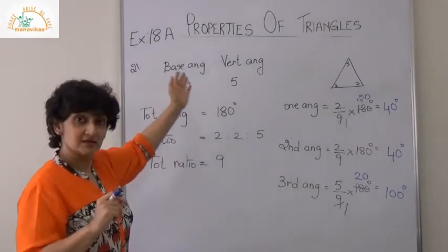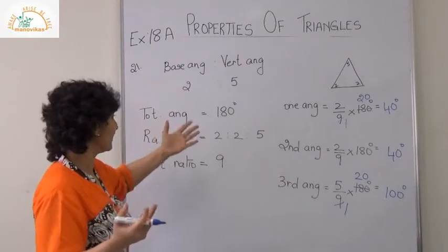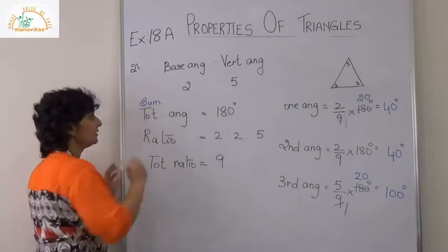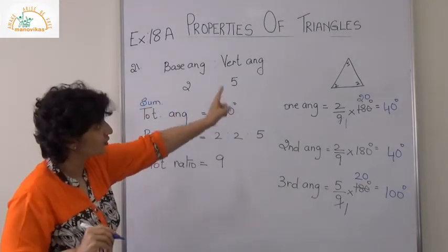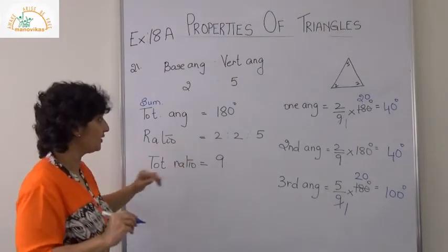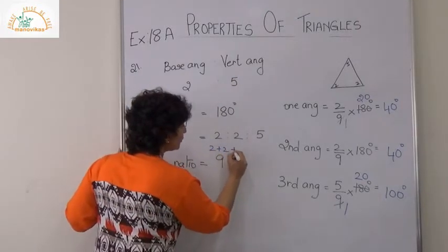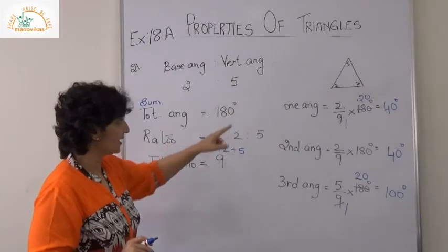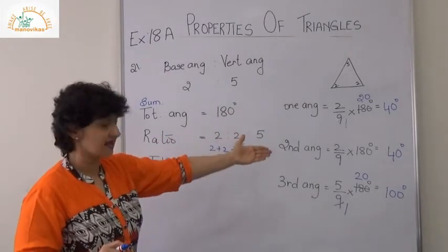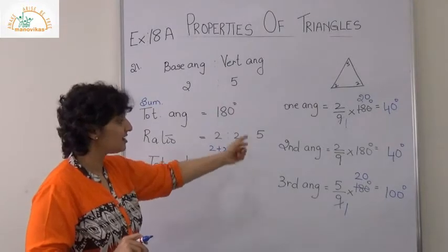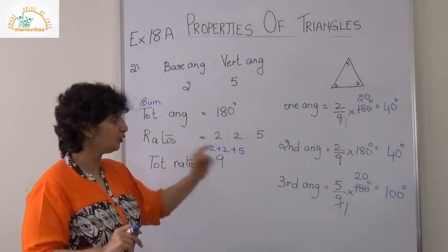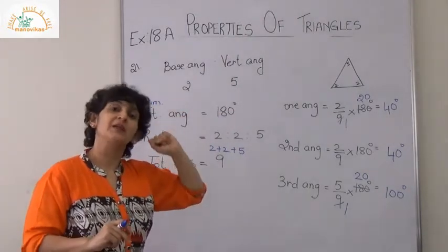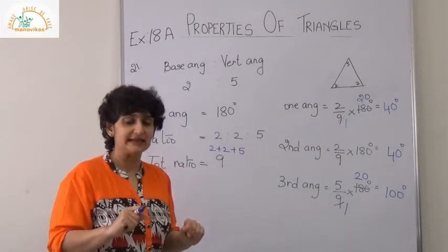Have you all understood, children? The same way how you do your word problems in ratios. Total angle, the sum of the total. This is your sum of the angles of a triangle. This is the total, 180 degrees. Your ratio will be 2 is to 2 is to 5. So total ratio when you add 2 plus 2 plus 5 gives you 9. Then you know how to find your angles. So 2 upon 9 into 180 gives you 40. Again it's the same thing. So that's 40 and your third angle will be 5 upon 9 into 180 which is equal to 100 degrees. So your base angles are 40 degrees and your vertical angle is equal to 100 degrees. Clear? Let's move on to the next sum.